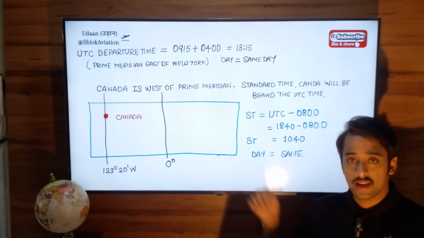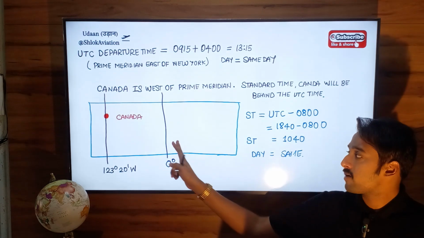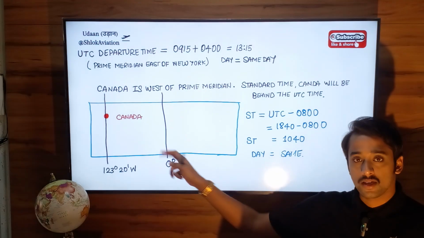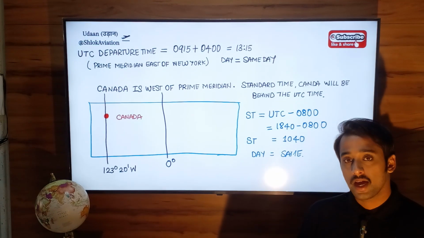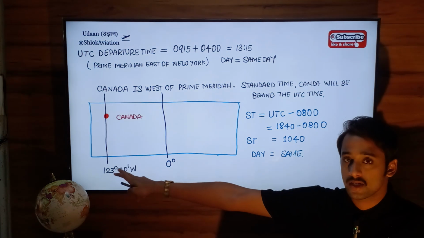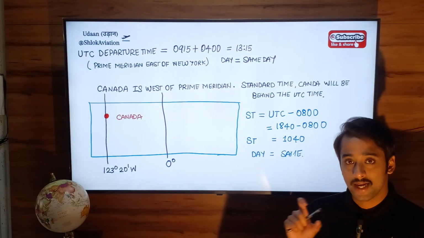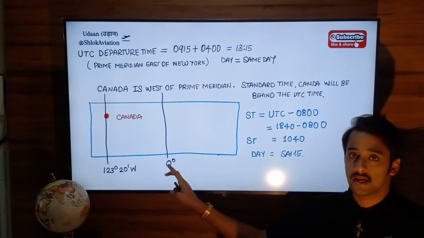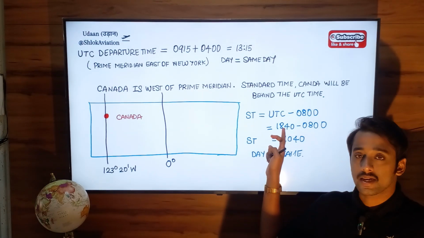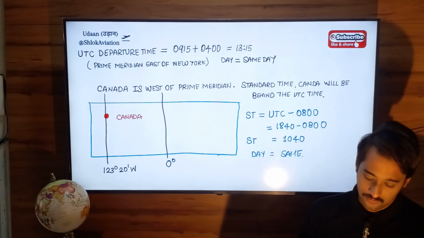If you don't want to use Air Almanac table and you want to do it by following the procedure like we always do, you can do it. You can find the longitudinal difference, you can find the time difference, and then to find the standard time on this longitude, you will have to subtract that time difference from the UTC time.